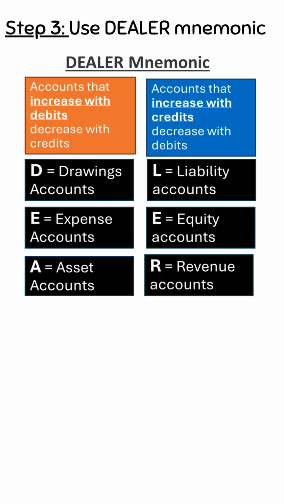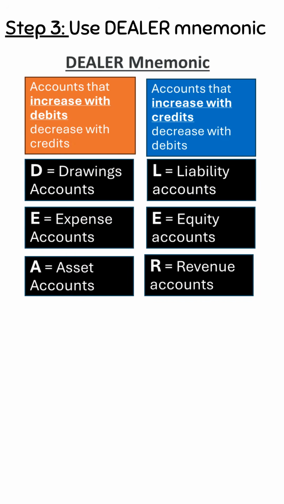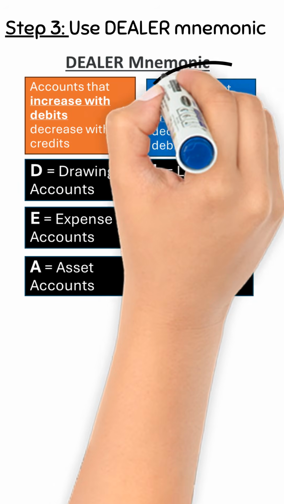For step 3, we use the mnemonic dealer. The first 3 letters, which stand for drawings, expenses and assets, refer to accounts that increase with debits and have a normal debit balance. The last 3 letters of the word dealer, which stand for liabilities, equity, and revenue, are accounts that increase with credits.